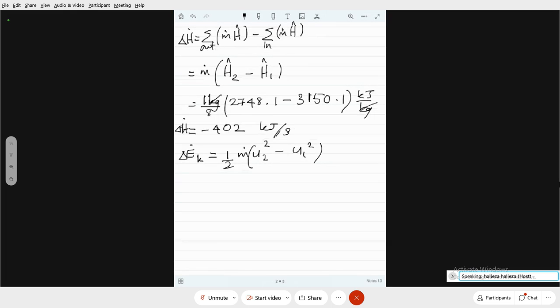Half, your mass is 1 kilogram per second. Now your u out, what's the value just now? 50. Okay, 50 squared minus 80 squared. What's the unit? Meter square per second square. Oh dear, I cannot write the second square.